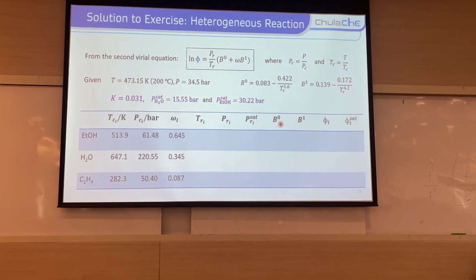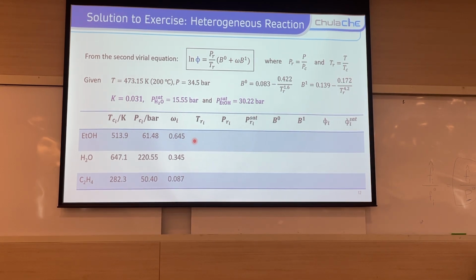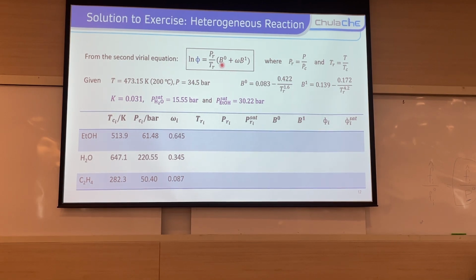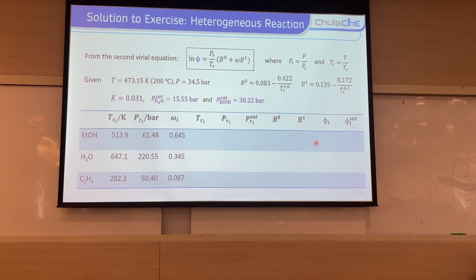Again, the numbers 0 and 1 here are not powers. They are just symbols that show the difference of parameters. B0 you can calculate from this equation, which needs the reduced temperature, which you have already calculated. And for B1 you also use the reduced temperature, then you can calculate B1 for each species. Then you have B1, B0, omega, and TR, so you can calculate the fugacity coefficient for each species.